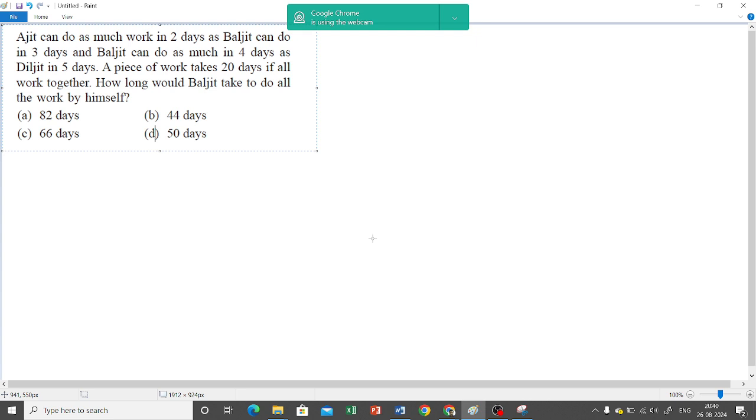Ajit can do as much work in 2 days as Baljit can do in 3 days. And Baljit can do as much work in 4 days as Diljit in 5 days. A piece of work takes 20 days if all of them work together.